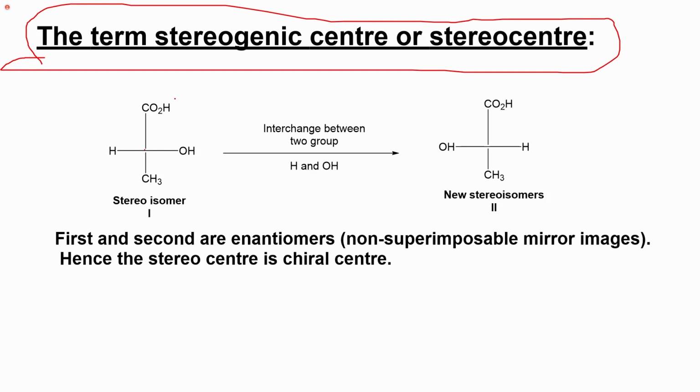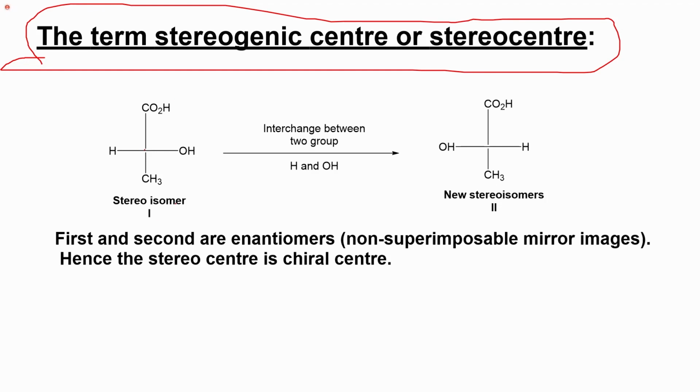So let's say you have one carbon center containing four different atoms or groups. Now if we interchange any two of the groups in such a way that after interchanging you get one new stereoisomer, then only can we say this carbon center is a stereogenic center or stereo center.